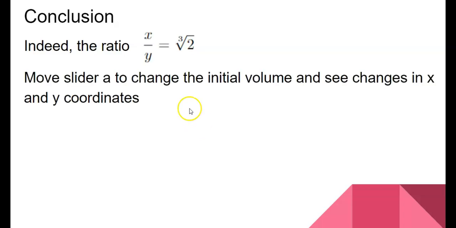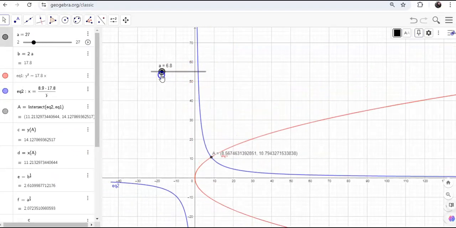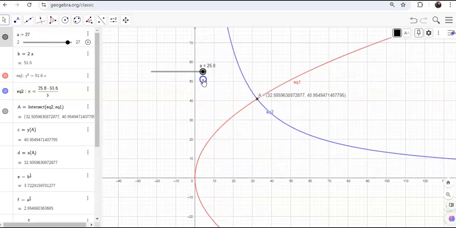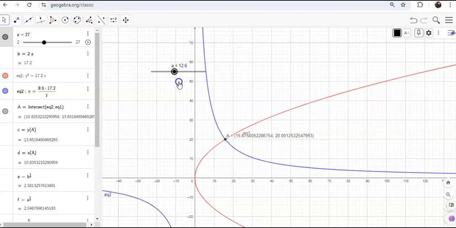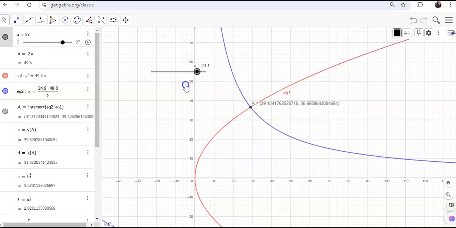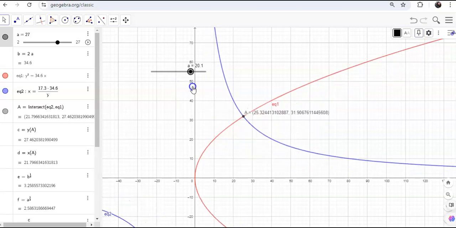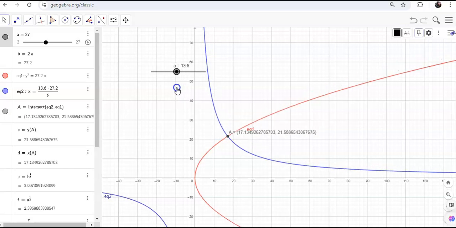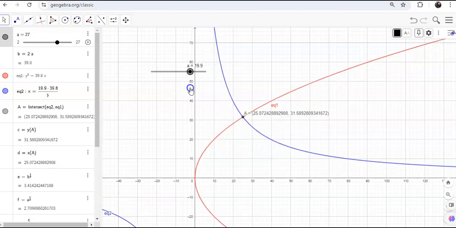So let's move the slider A to change the initial volume and see changes in x and y coordinates. So here, as we change the volume of the initial cube, the x and y coordinates change, and the x and y geometric means change. However, upon reducing the ratio of the geometric means to its lowest terms, we will obtain the corresponding side lengths of the similar cubes.